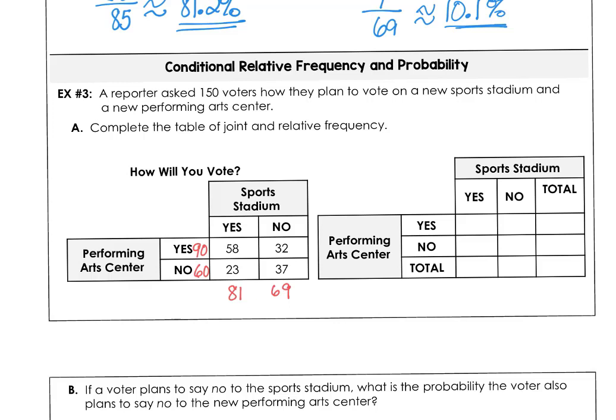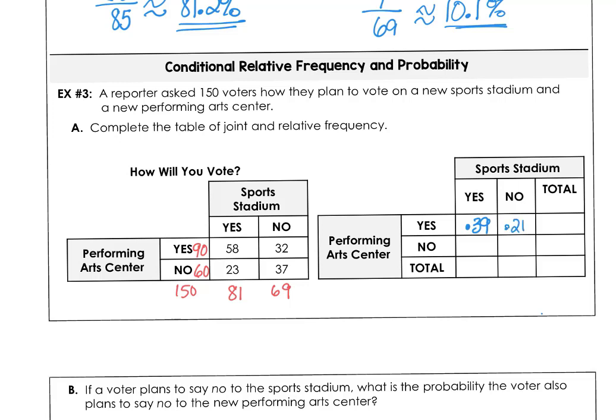So using the calculations and using my calculator, answering yes to the sports stadium, we had 39%. And that 39% came from dividing 58 yes votes out of the total 150, because we know that we have 150 people in our data collection. Then following across the no votes, we're going to get the no votes here using 32 divided by 150. That's 21%.